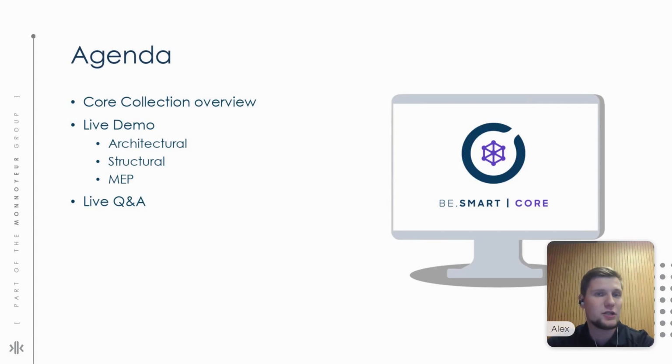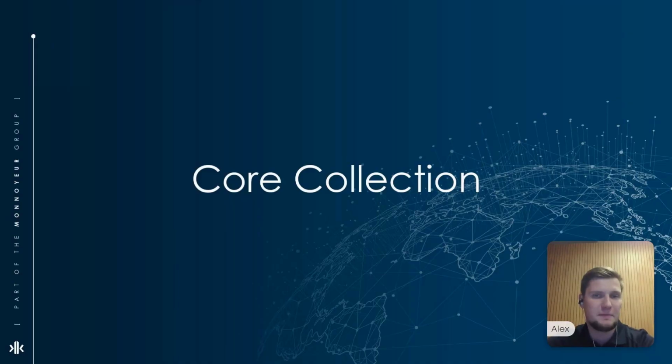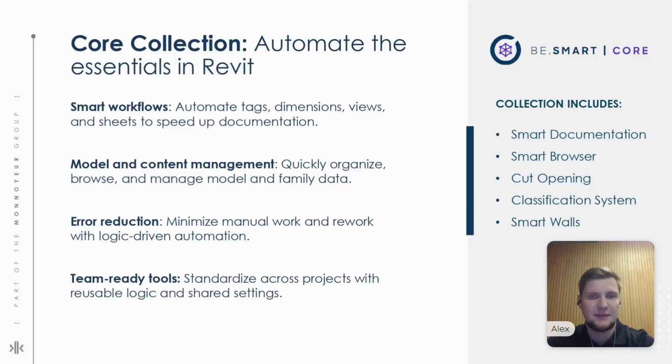And now, a quick introduction to the Core. What is it? It is a set of tools developed to support a wide range of general tasks. It includes tools dealing with the documentation processes, such as automating tag and dimension placement, assisted view creation, and sheet generation. Additionally, it covers data management, be it in your project or in your Revit libraries, allowing unification and standardization of the elements used in your company.